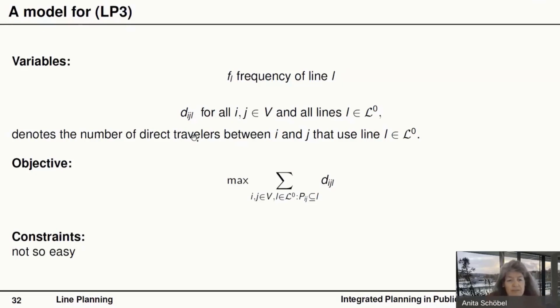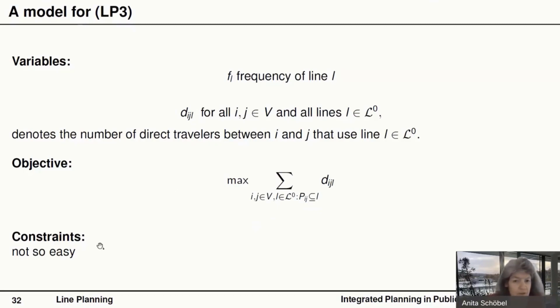And this variable has 3 indices again, so D, I, J, L, and it denotes the number of direct travelers between stations I and J that use the line L. So if we establish the line L, we can count how many passengers travel directly. And now we sum up over all these variables D, I, J, L, looking at all stations I and J, all lines and all preferable paths belonging to such a line to count the number of direct travelers. So we need this 3-index variable to count the number of direct travelers.